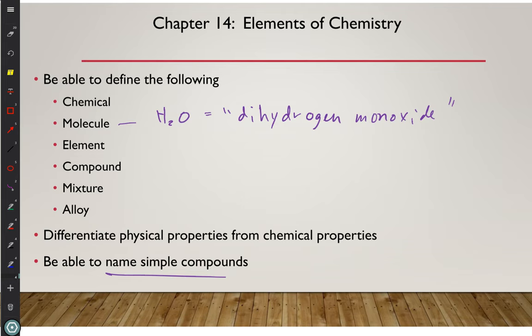Do many molecules make up chemicals? Is that how it works? Well, no. Molecules are chemicals. One molecule of water is a chemical.